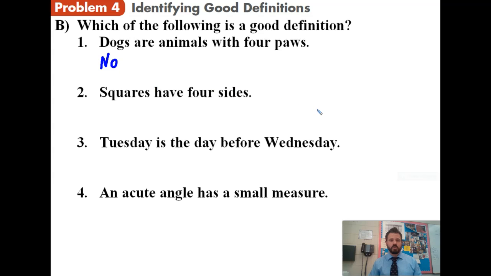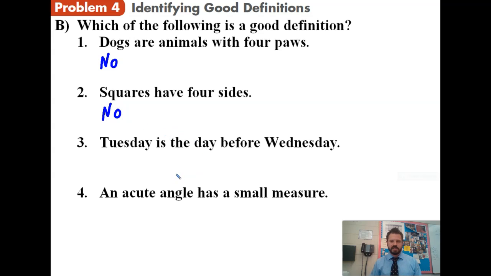Okay, 2, squares have 4 sides. This is kind of the same thing as the squares with right angles. I should change this example up. But yes, if it's a square, then it has 4 sides. It's true. But if it has 4 sides, then it's a square is not true. Okay, so once again, this is not reversible.